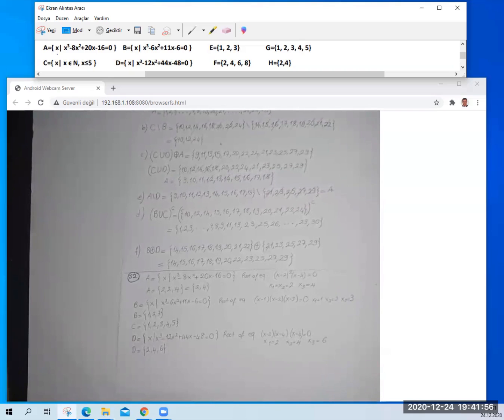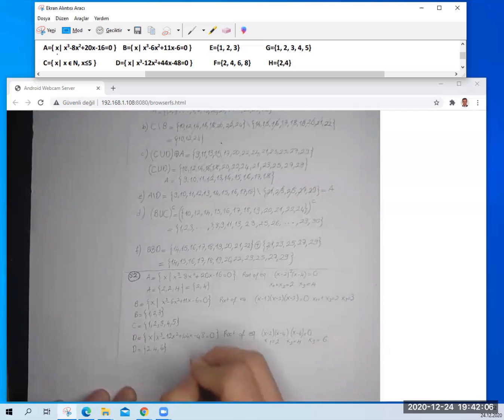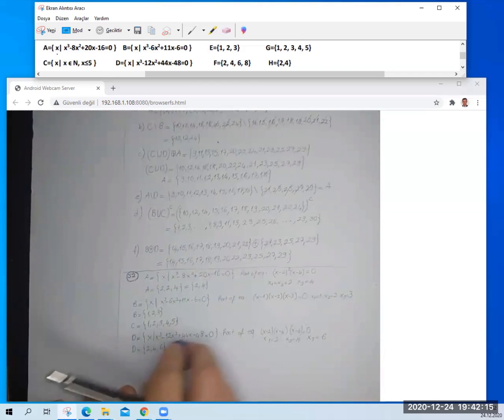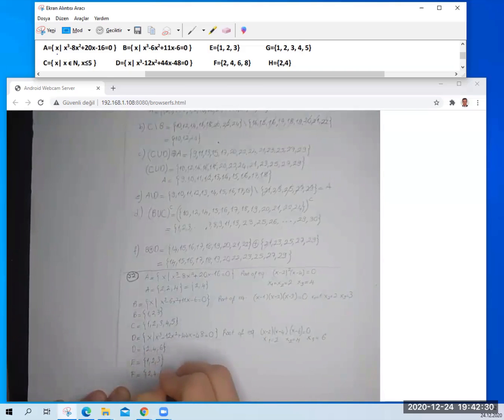So what is the next? So this is the D, and we know the E, A, B, C, D, E. Okay, there is the E. I don't want to confuse my mind. I will write on the left side of the page. E is 1, 2, and 3. And F is 2, 4, 6, and 8.